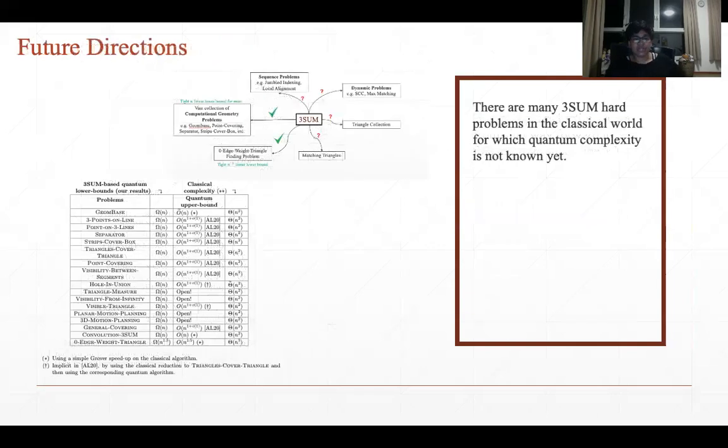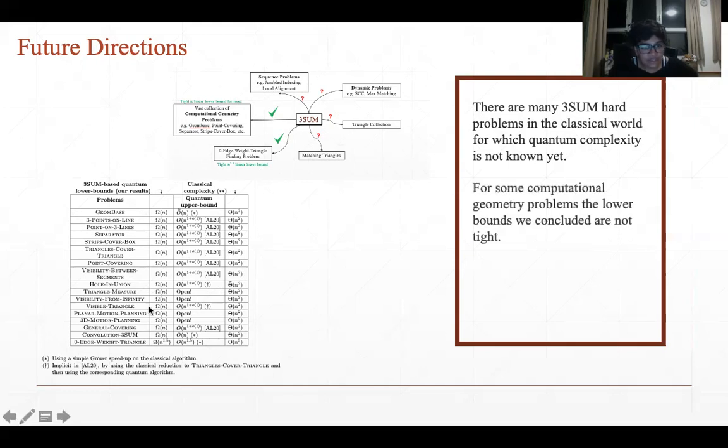And the future directions for our project are also numerous. We still have a lot of these reductions in the classical setting, from threesome to sequence problems, or threesome to dynamic, or threesome to triangle collection and matching triangles, that are yet to be explored in the quantum setting. And we believe our proof strategy is going to help us a lot there. But these are still open. And also, there are four computational geometry problems here for which we have a linear lower bound but do not have a linear upper bound yet. So that is still an open problem until either we improve the lower bound, or we get some better algorithms.